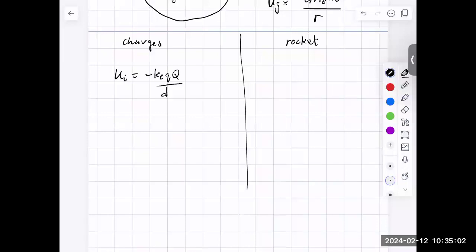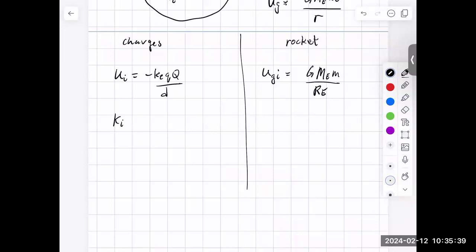Okay, so that's for our charges. For our rocket, UG initial is going to be this gravitational constant, 6.67 times 10 to the minus 11 is its value, times the product of the masses. So we have the mass of the Earth and the mass of the rocket, divided by the distance between them. Initially, our rocket is sitting on top of the surface of the Earth, and so it's a distance of the radius of the Earth away from the center. Okay, there it is.